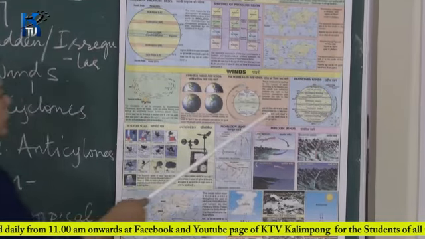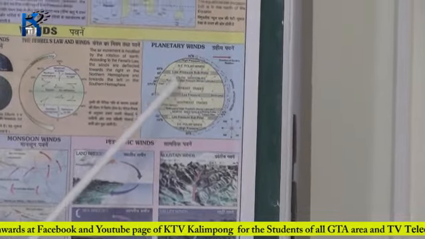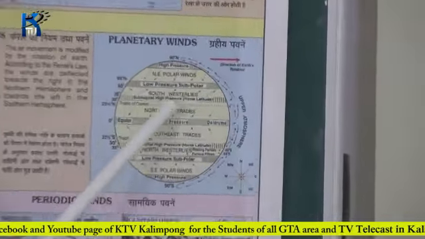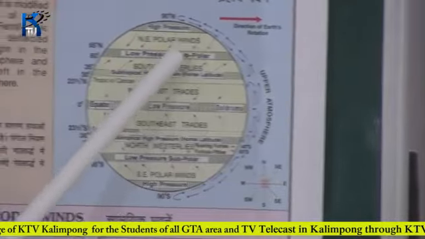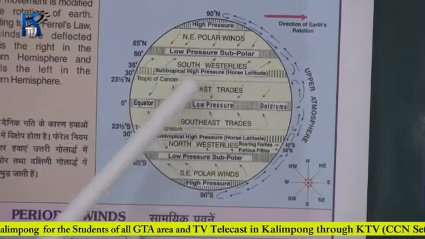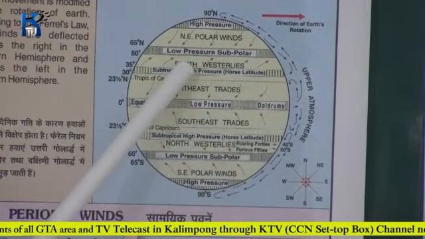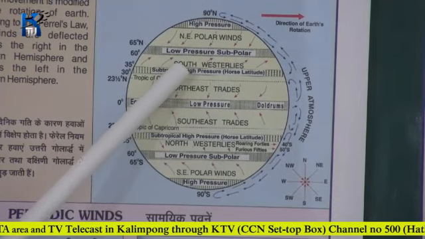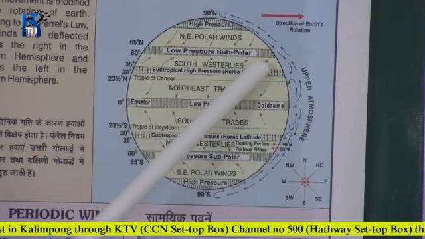Next is westerlies. Westerlies in the northern hemisphere blow from the subtropical high pressure belt to the subpolar low pressure belt. These westerlies deflect to the right in the northern hemisphere, so they get the direction southwest. That is why they are known as southwesterlies.